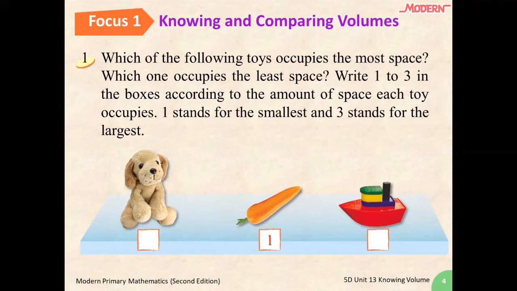So, the smallest toy is actually the carrot in the middle. The second largest one is the boat on the right, and the largest is the dog toy on the left. Now, did you manage to get all these answers correct? Great job to you if you managed to get them all correct.